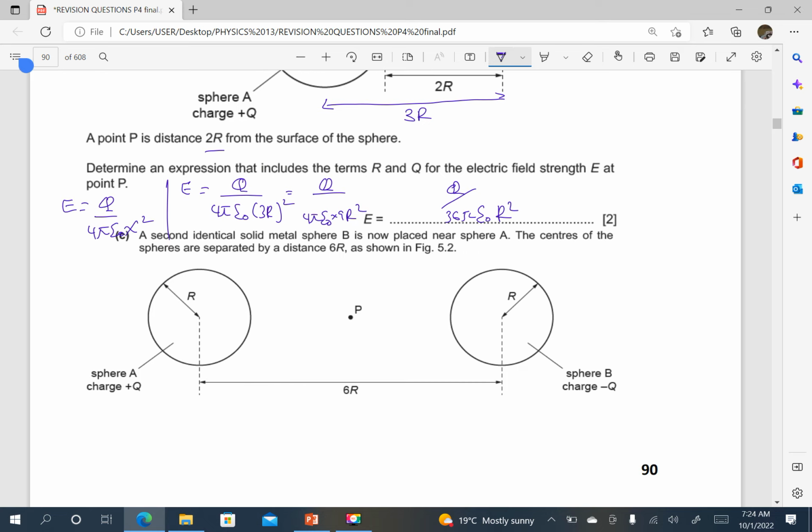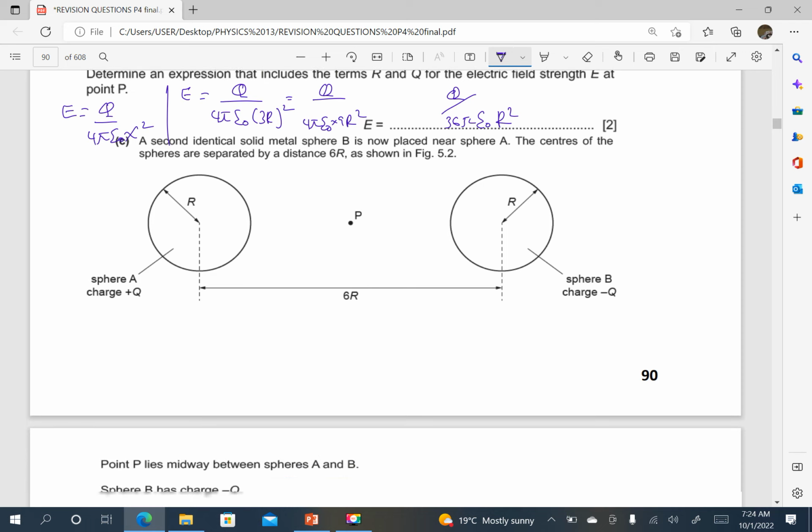In part C, a second identical solid metal sphere B is now placed near sphere A. The centers of the spheres are separated by the distance 6r, as shown here.